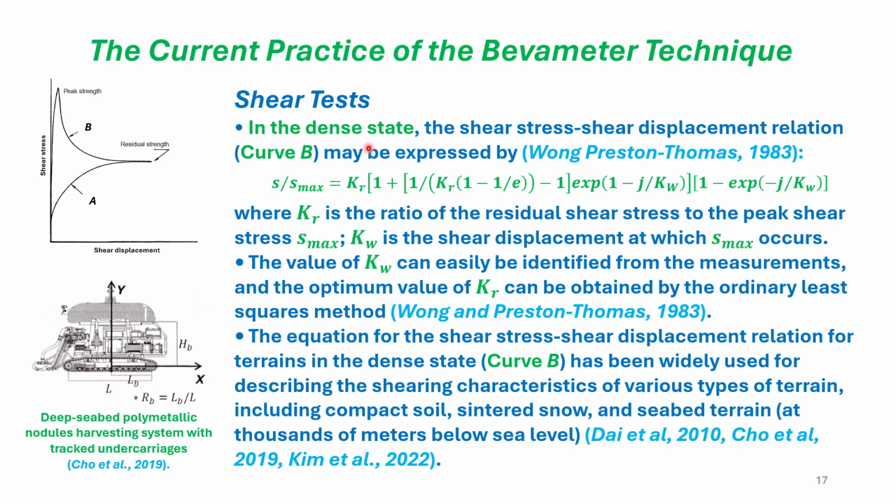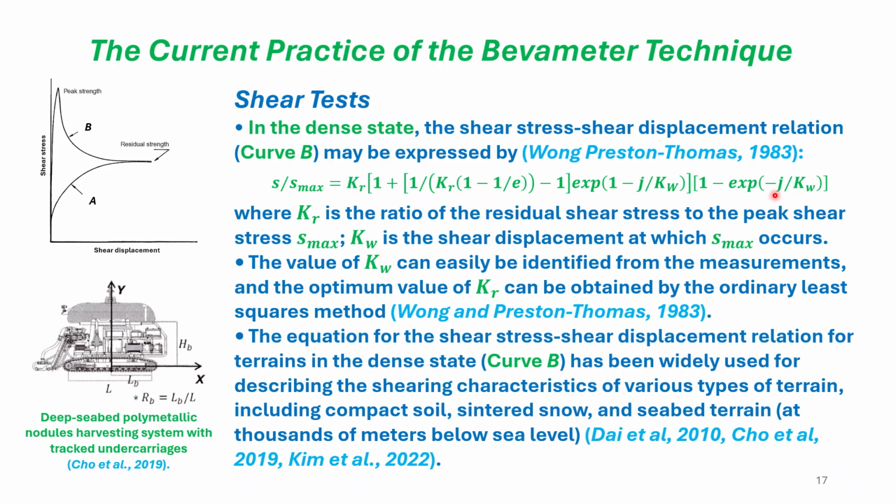In the dense state, the shear stress-shear displacement relationship shown by curve B may be expressed by this equation. In this equation, Kr is the ratio of the residual shear stress to the peak shear stress.